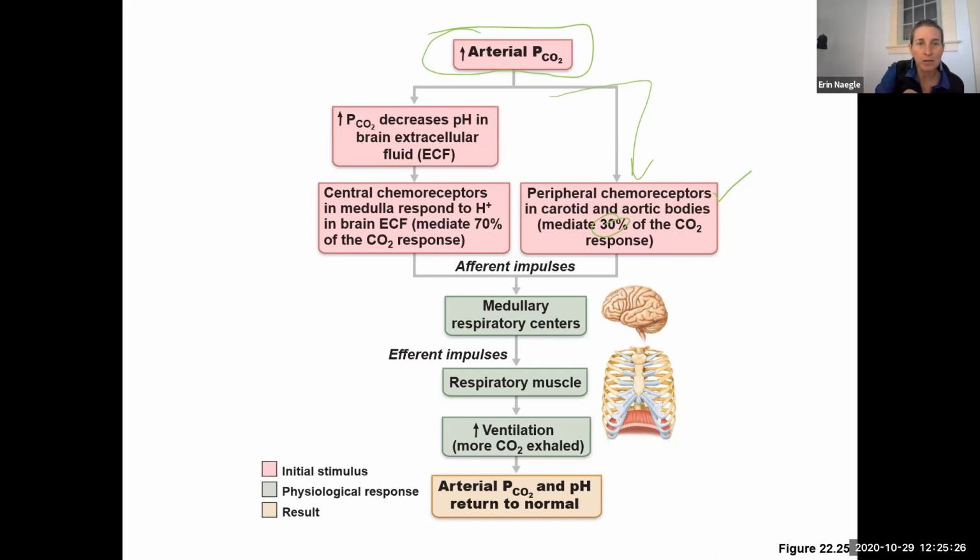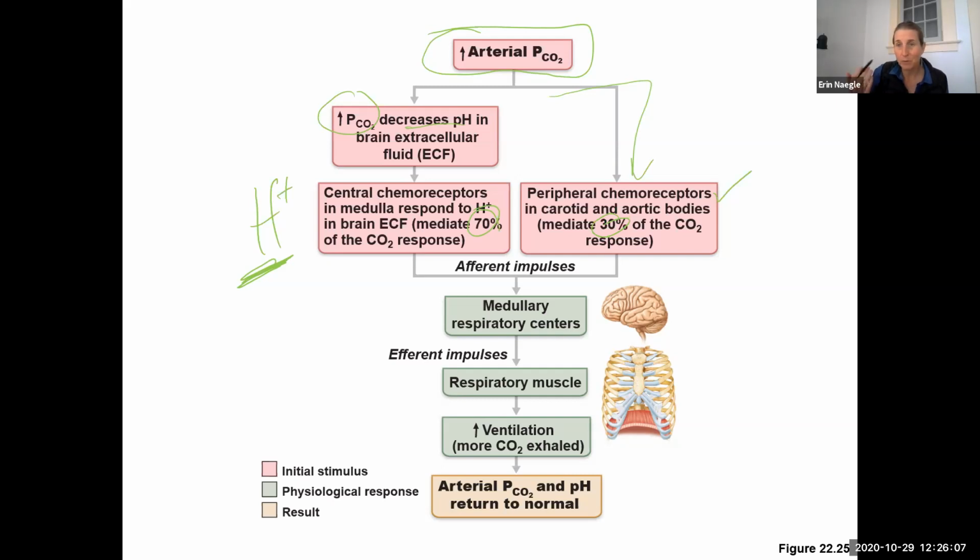And that increase in carbon dioxide is going to cause a decrease in pH, or an increase in hydrogen ions. And that's going to stimulate the central chemoreceptors. As I said, these are mostly responding to those hydrogen ions as a measurement of how much carbon dioxide is in your blood. So that's the primary thing that's telling your body to breathe: this buildup of hydrogen ions. About 70% of your response to how quickly you should be breathing comes from input from those central chemoreceptors in your medulla oblongata.